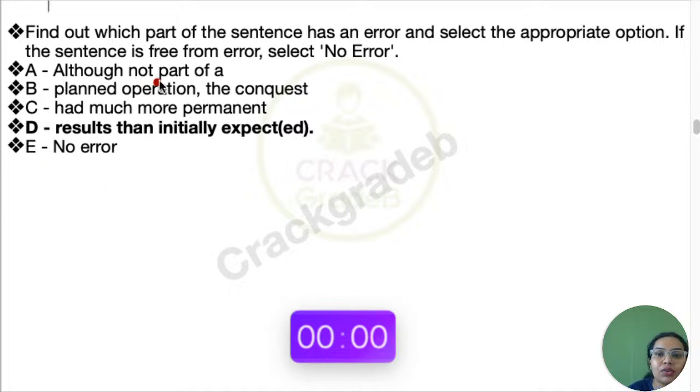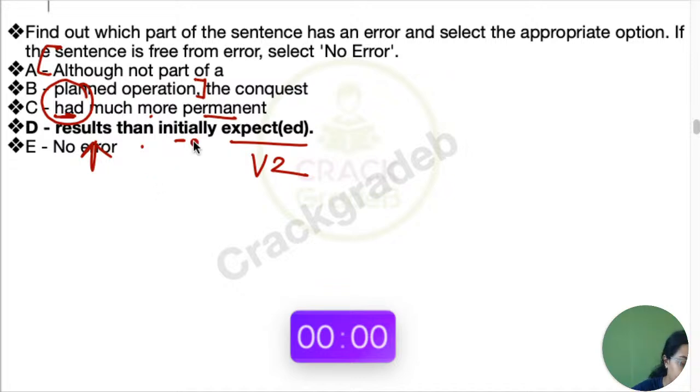Very simple. Although not part of a planned operation. Although के साथ में you have a phrase here talking about contrast. All okay. The conquest had much more permanent results. Had the. So the last part, the comparison part, is also going to be in past. More than expected. Expect nahi. We want verb in second form. Initially is adverb over here.